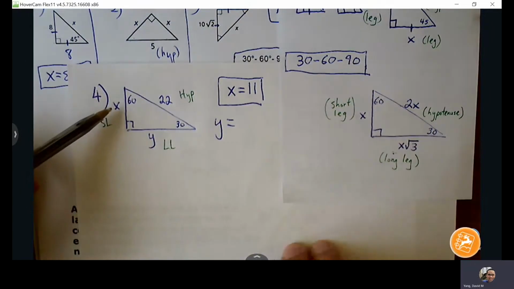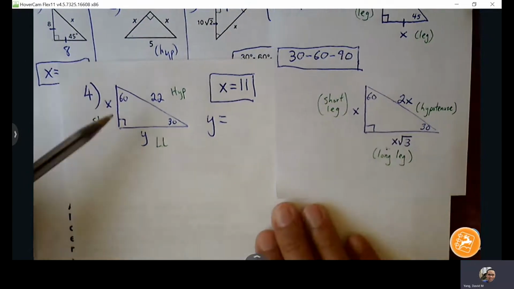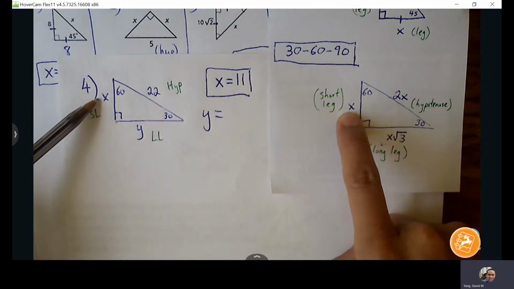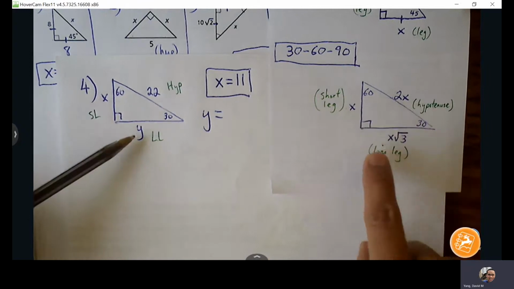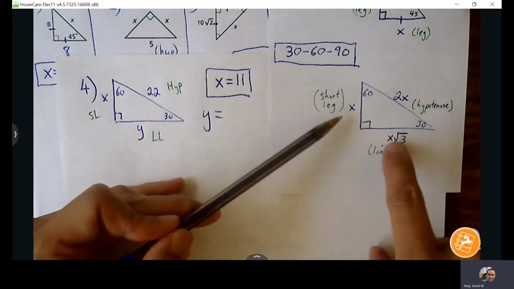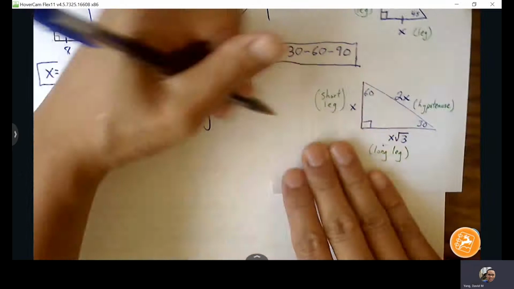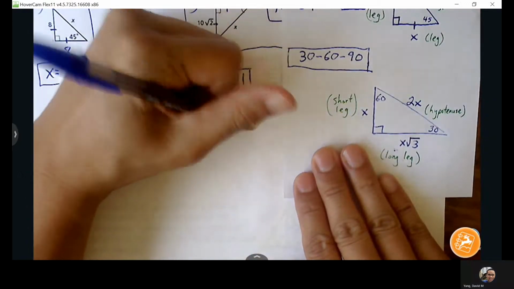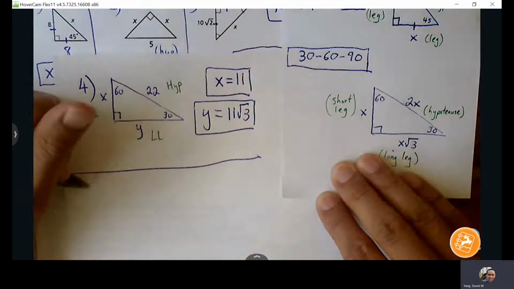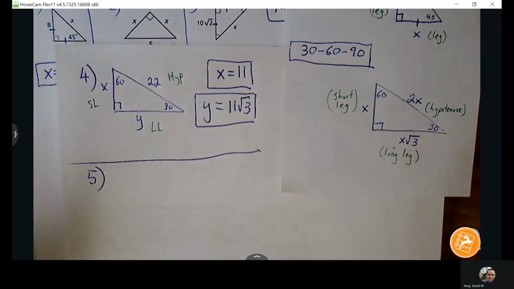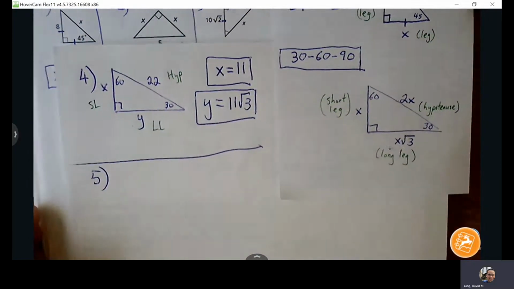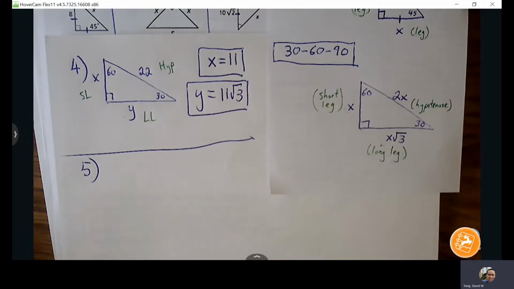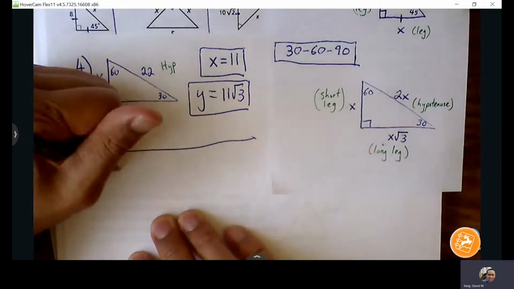Now that I'm at the short leg, it's going to be easy for me to transition to any other side I'm looking for. So now that I know my short leg is 11, to get to my long leg, just take the short leg and multiply by √3. Okay, any questions there with number 4? Okay, number 5.